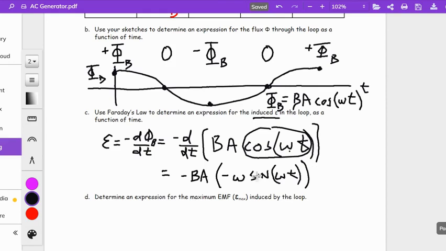So make sure that you understand where that's coming from. And so then what that gives us is the two negatives cancel. And so you have B times A times omega times the sine of omega t. And that's positive.